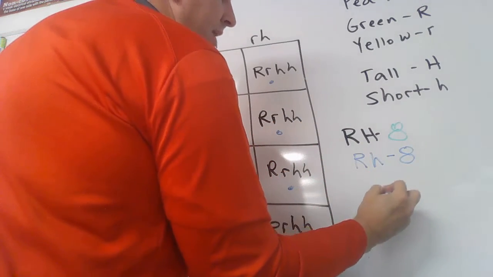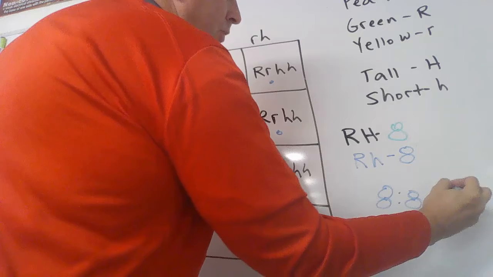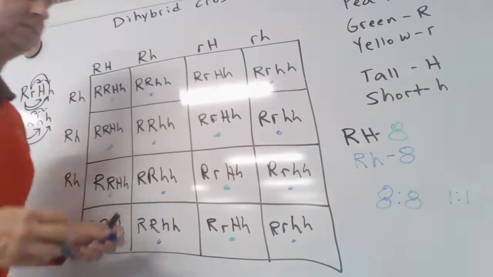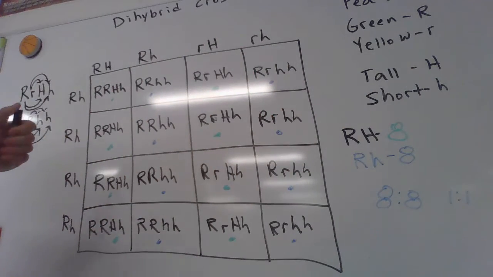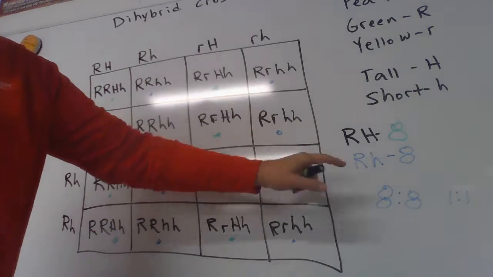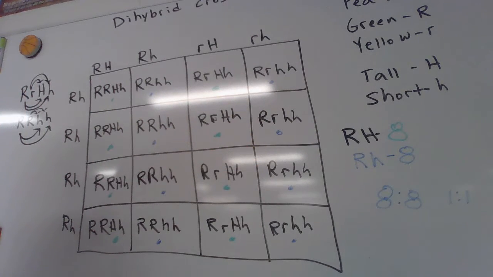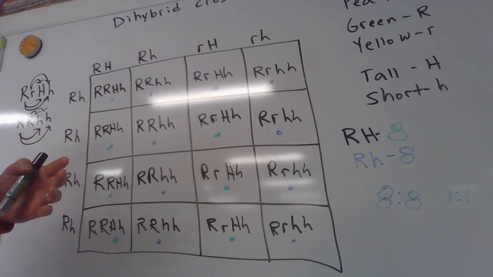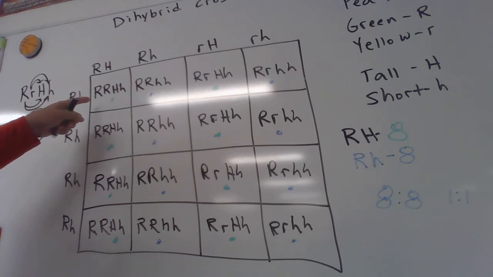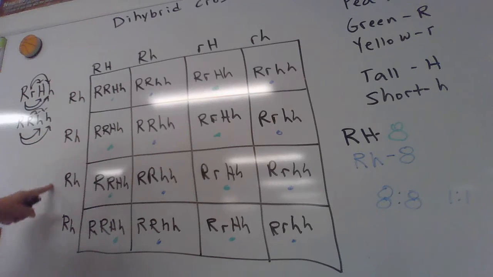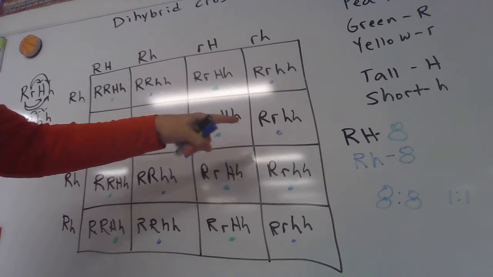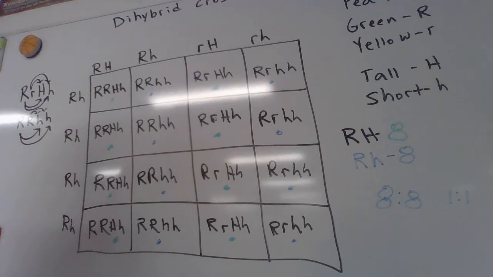So our ratio is 8 to 8, or we could also break it down 1 to 1. So 50% of our plants will be green and tall, 50% of our plants will be green and short. No yellow, which would be little r, which doesn't exist because this parent only passed down a dominant, and no yellow tall, there is short, right? So that's pretty much it right there.